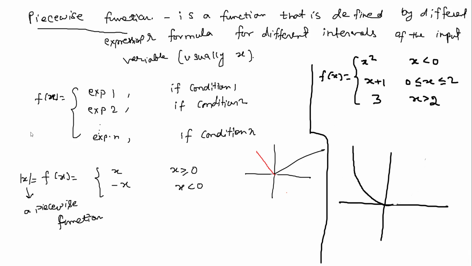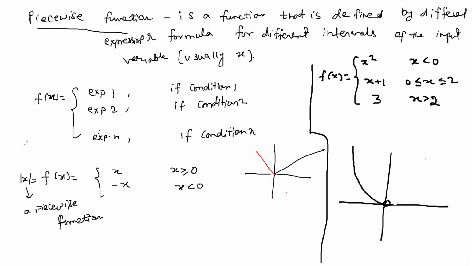Now one more important thing: x is strictly less than 0, not equal to 0. Then always put a hole here. A hole represents that the point is not included. Now I will draw this line.